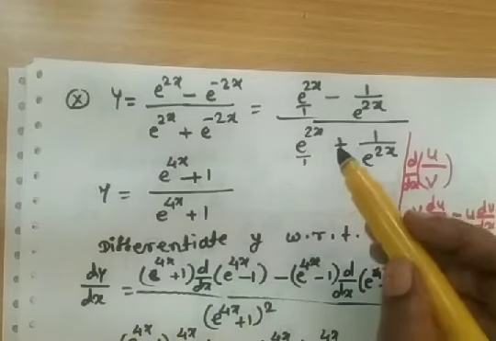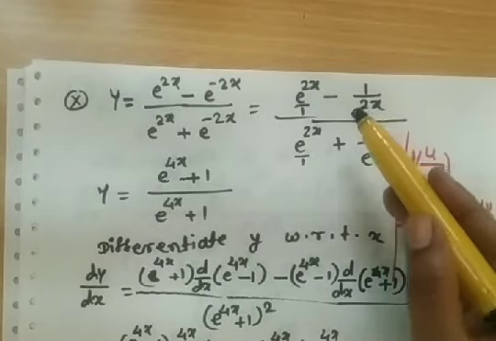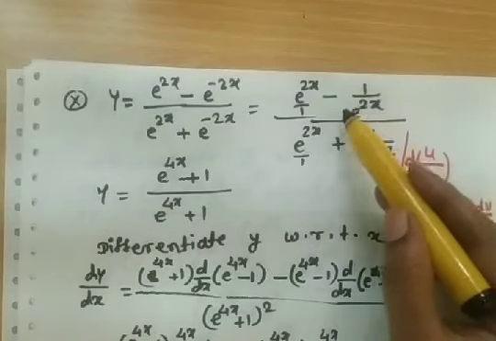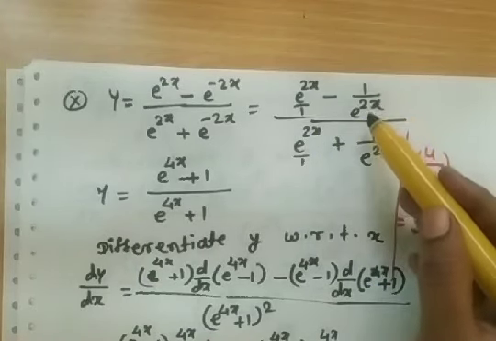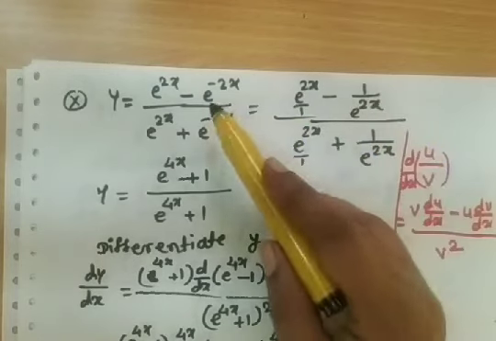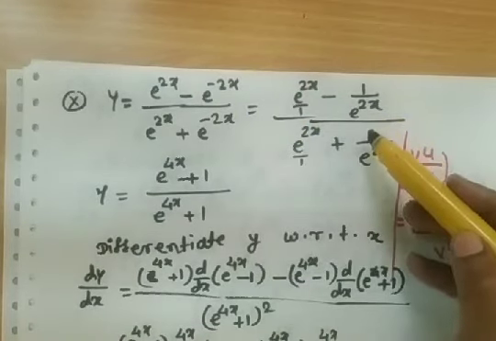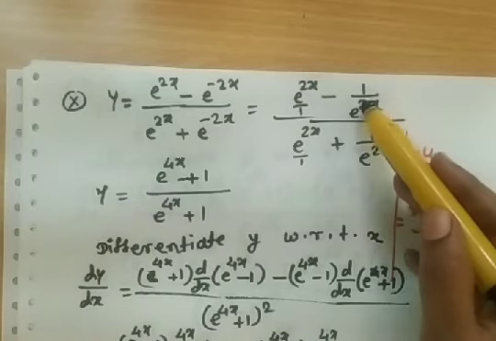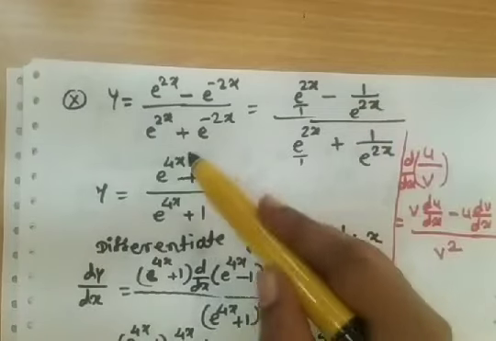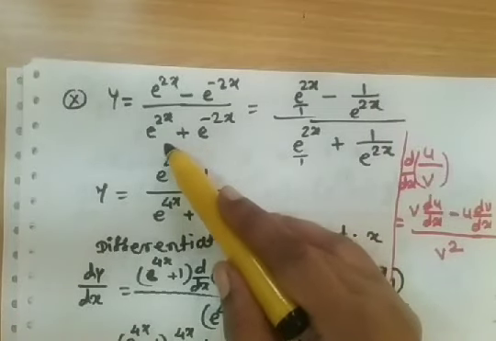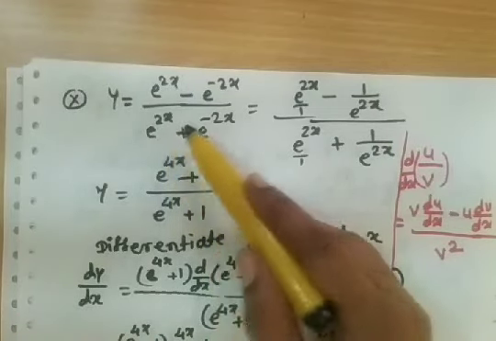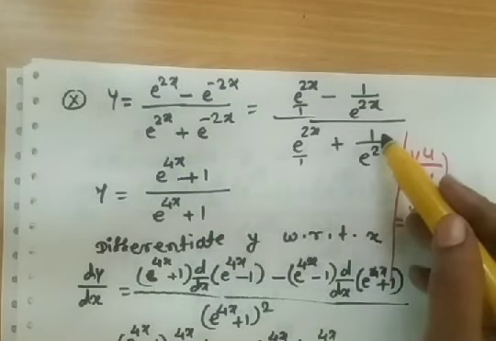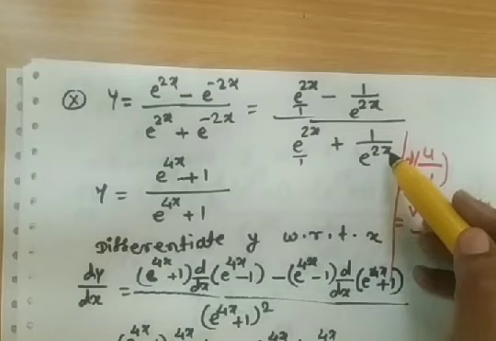First, students, take the simplification of this. We get e raised to 2x, there is 1 minus sign between them, and 1 upon e raised to 2x. Because of this negative sign we have to take this in the denominator. Then in the denominator we get the index positive, and the denominator of this function is also e raised to 2x plus e raised to minus of 2x. It becomes e raised to 2x plus 1 upon e raised to 2x.